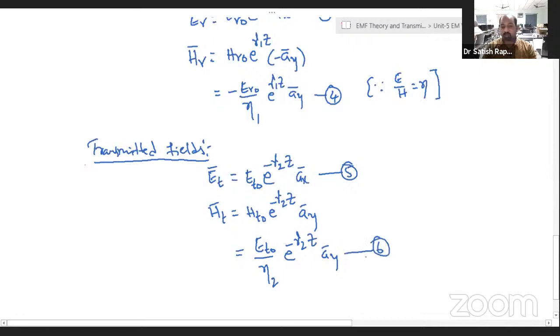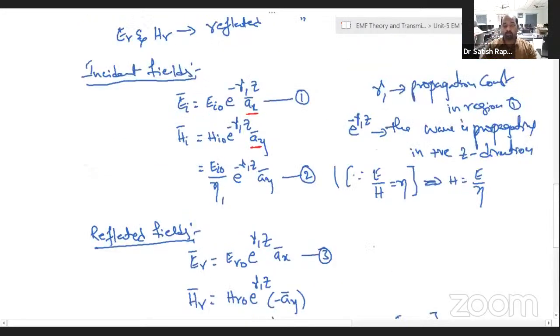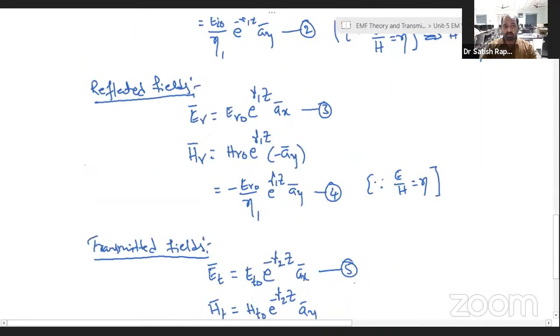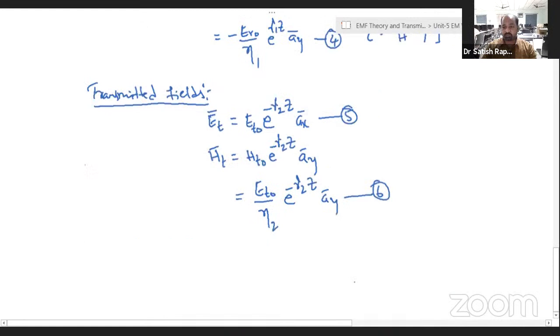This is how we can write the incident, reflected and transmitted waves. The incident waves are equations 1 and 2, the reflected waves are equations 3 and 4, and the transmitted waves are equations 5 and 6.